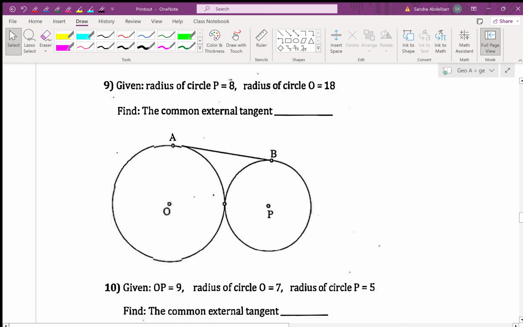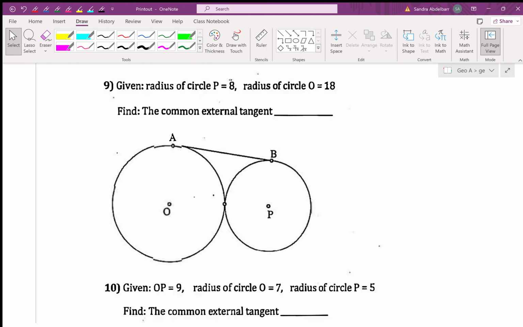Okay, so radius of circle P is 8, radius of circle O is 18. Find the common external tangent. Okay, how about I ask this first this time, since we were a little confused last time. What am I trying to find? Which segment that's drawn here? AB, correct. We want to find AB.